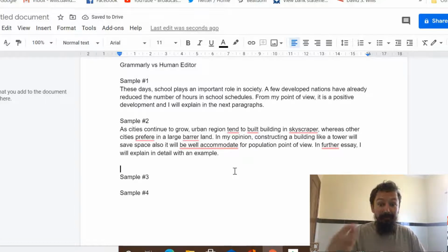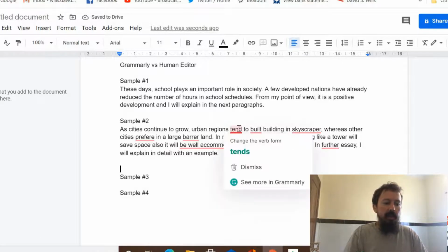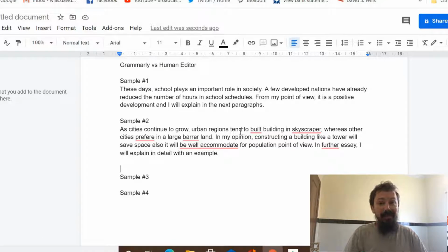So you can see Grammarly is faster than a real human editor. It picked up there, we have 2, 4, 6, 7 mistakes, I think, in about 1 second. I can't do that, but let's see if these are actually correct or not. So as cities continue to grow, urban region tend to, right. So here the first mistake, urban region, are we just talking about one? No, we're talking about many, right? And if we were talking about one, we would say an urban region, or if we already knew it, the urban region. But we're talking about many, so we say urban regions. That means that we need to change the verb, but of course I just changed it. So yeah, we would say an urban region tends to, or urban regions tend to.